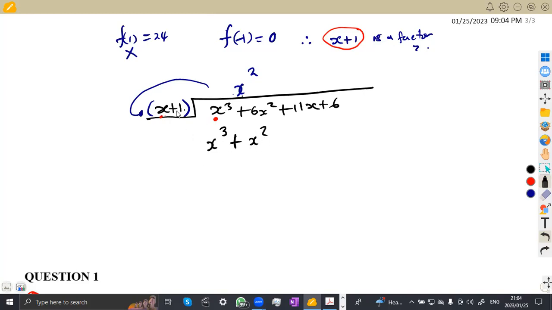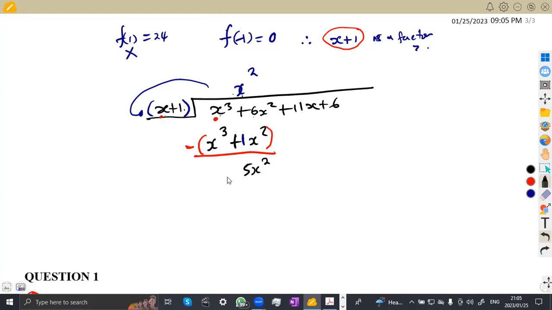You are done with multiplication. So you divide first, you multiply back. Then what do you do after that? You subtract the resultant from the normal cubic expression that was there. So let's subtract: x cubed minus x cubed, that's a 0. 6x squared minus, this is a plus, so minus a plus, that's a minus. So it's 6 minus 1, that is 5. So it is going to be 5x squared.